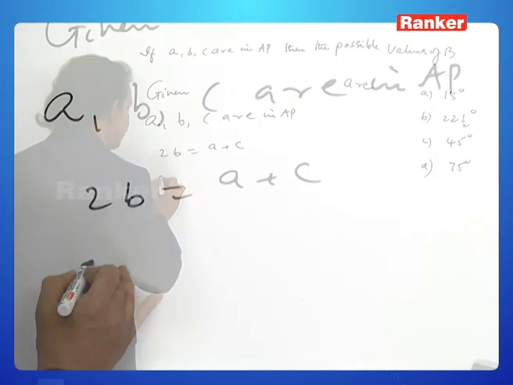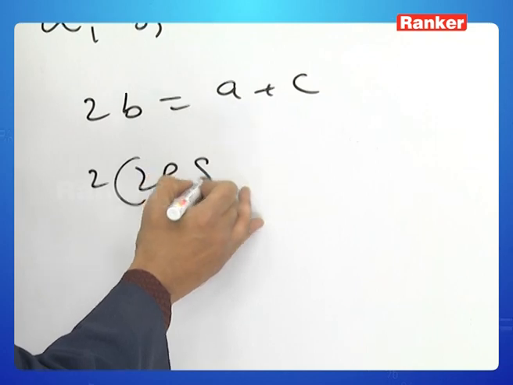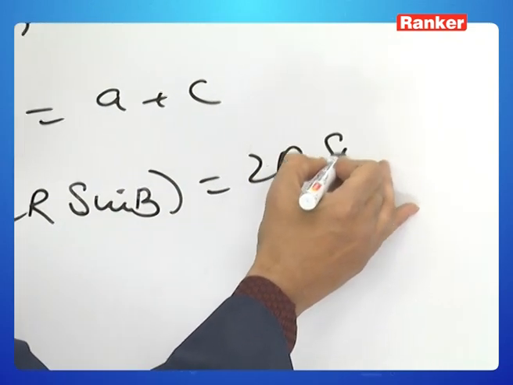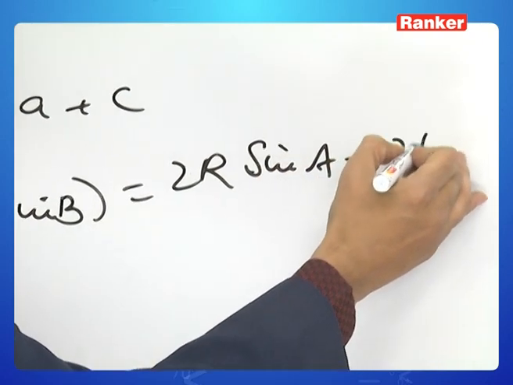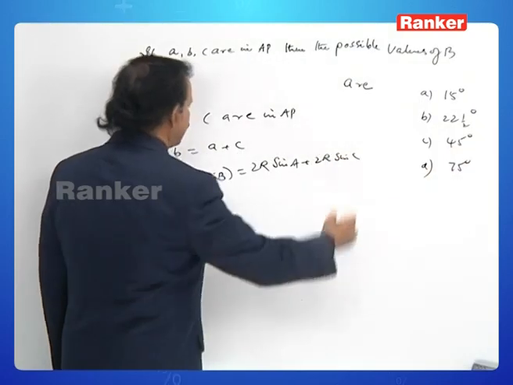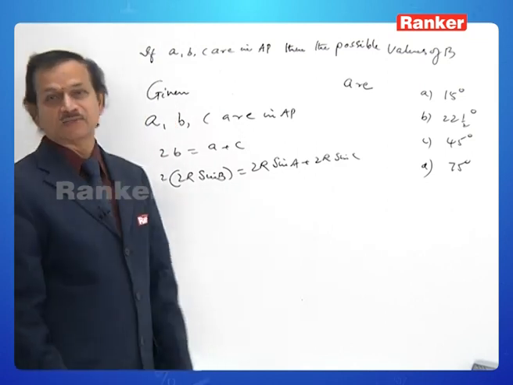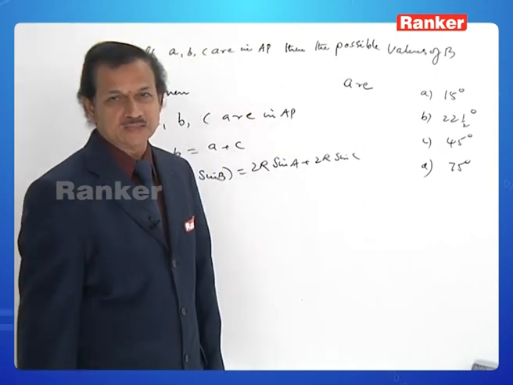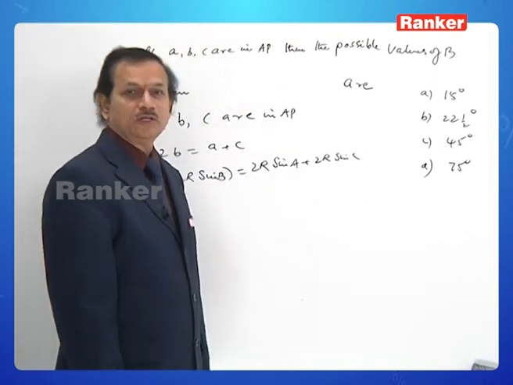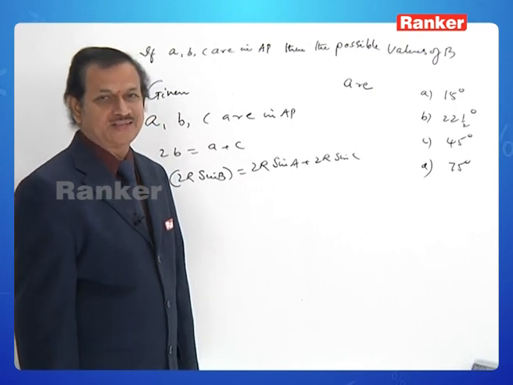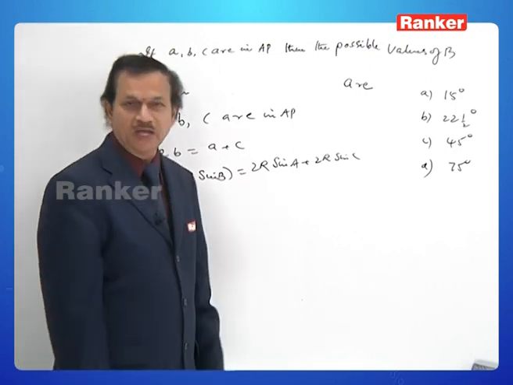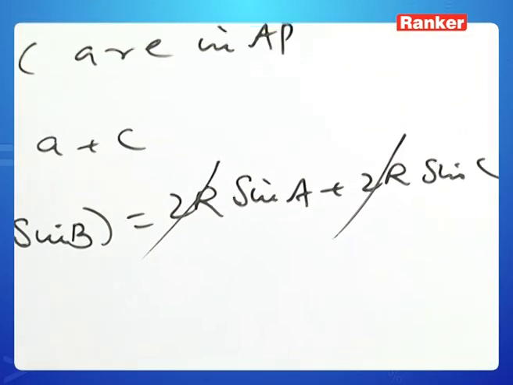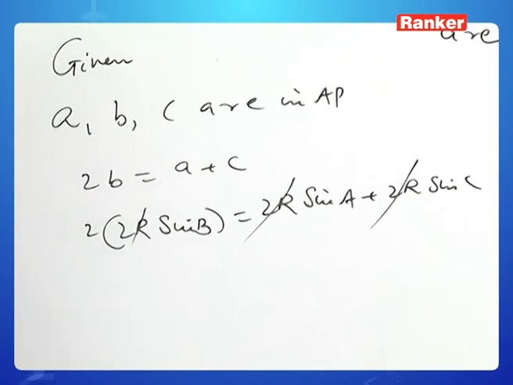That is 2 into 2r sin b is equal to 2r sin a plus 2r sin c. Why? Because we could have made use of sine rule. The famous sine rule in the properties of triangles is there. Therefore, in the places of a, b and c, we can replace 2r sin A, 2r sin B and 2r sin C. Of course, we can cancel 2r, 2r, 2r. So that 2 sin B is equal to sin A plus sin C.